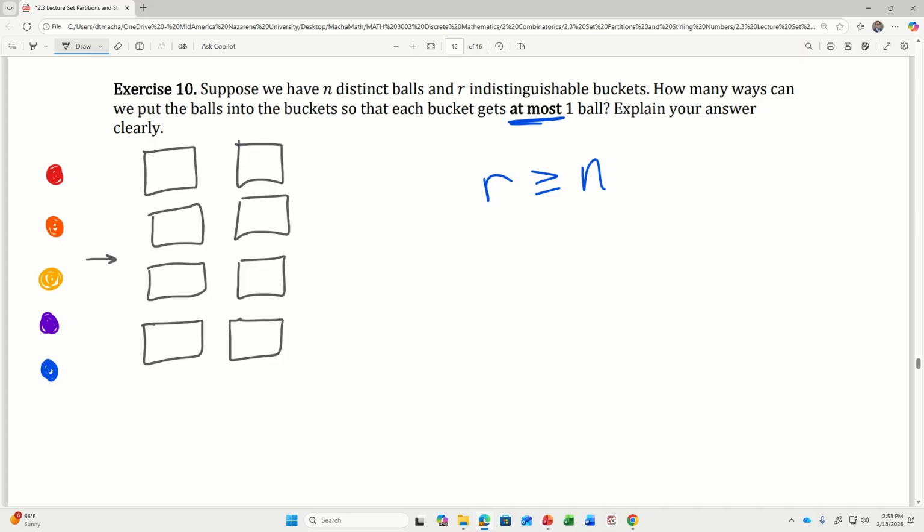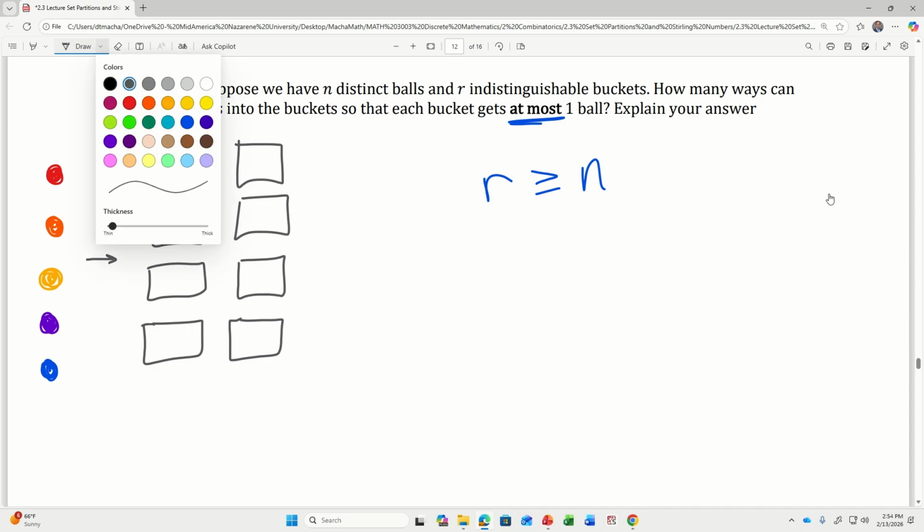Is it just n ways to do it? However many balls you have? Why do you think it's n? Because all the buckets are the same, so all of the balls will go into a bucket. They'll all be in their own separate buckets. All the buckets are the same, so it doesn't matter which one they're in. So there's only one way that you can do it. There you go, there's only one way to do this. Not n, there's actually only one way to do this.